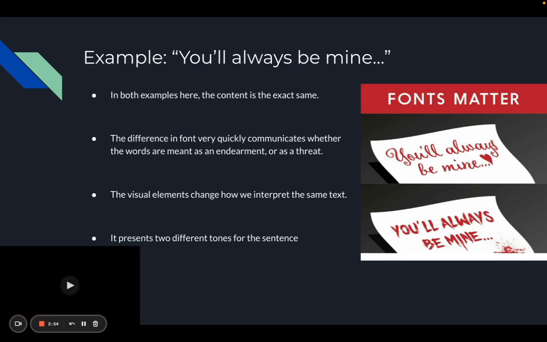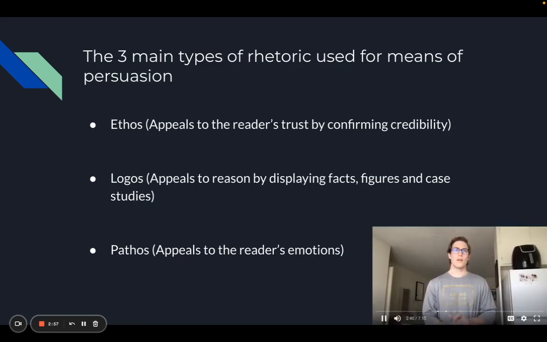The three main types of rhetoric used for the means of persuasion would be ethos, logos, and pathos. Ethos is the appeal to the reader's trust by confirming credibility. Logos is the appeal to reason by displaying facts, figures, and case studies. Lastly, pathos appeals to the emotions.